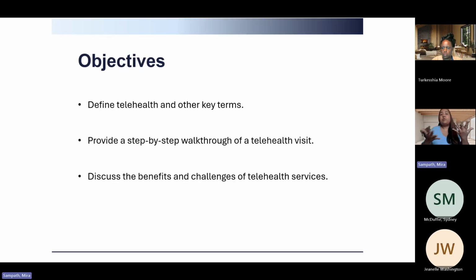So just to define some objectives before we get going, of course, the main objective is defining telehealth and other key terms that you'll need to know. We'll also provide a step-by-step walkthrough of what a telehealth visit looks like. And finally, we will discuss the benefits and the challenges of providing telehealth services.